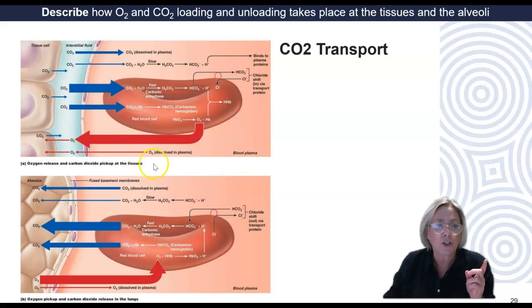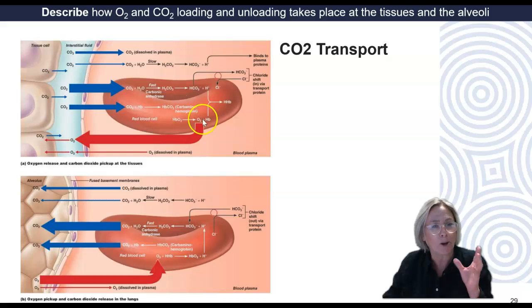Okay, so what I'm going to do down here, oh yes, we also have some carbon dioxide diffusing in, binding to hemoglobin to form carbaminohemoglobin. Do you remember that? That's what we call hemoglobin with carbon dioxide attached to it.